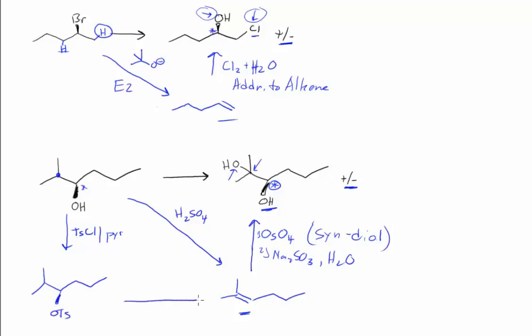And then we could affect an E2 reaction. So this is E2, this would be E1, and we would want a non-sterically hindered base so that we can remove this sterically less accessible hydrogen and thus form the Hofmann product, right? This is the Hofmann product.